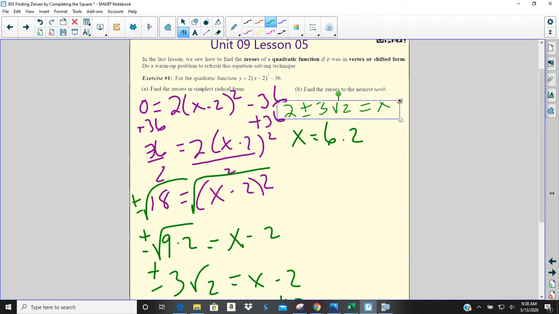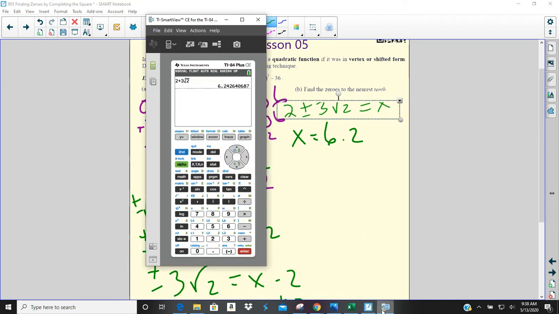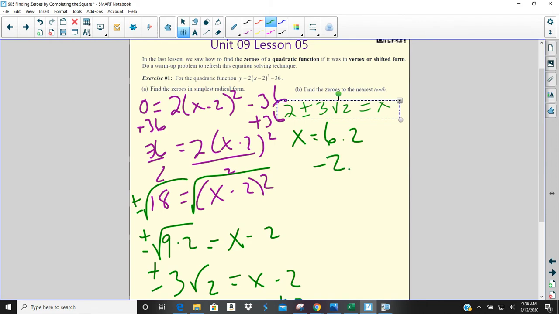But there's another number, the minus. So I have to go back here, and I'm going to do 2 minus 3 square root of 2. It's not going to be 6.2 and negative 6.2. It almost never is. So we're left with negative 2.2. So x is 6.2 and x is negative 2.2.